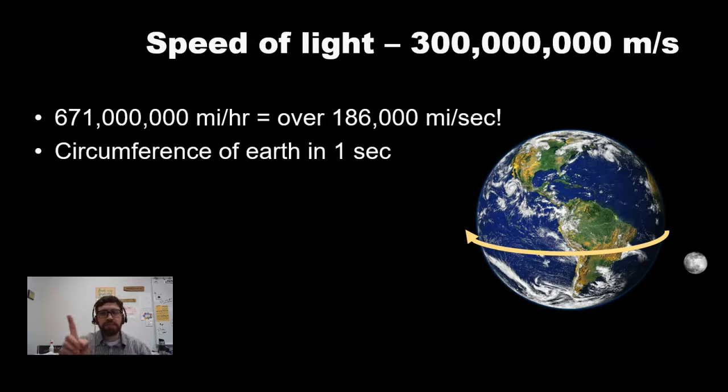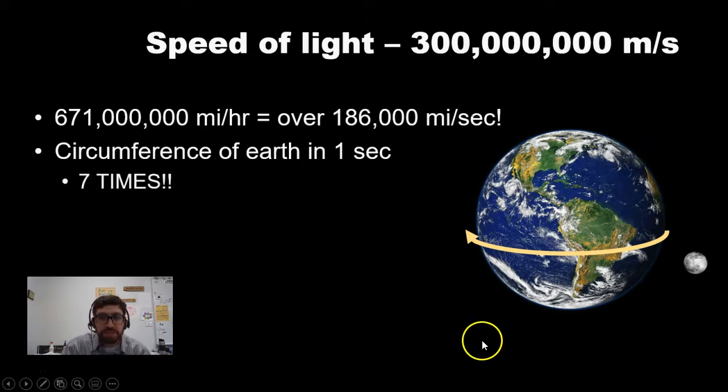Well, the circumference of the Earth is really, really big, as you can imagine. And it takes us 24 hours to go around the circumference of the Earth, because that's how long it takes the Earth to rotate, which means we're moving at about 1,000 miles an hour, all right? Which is super fast, but it isn't anywhere close to the speed of light. If you were moving at the speed of light, you could move around the circumference of the Earth in 1 second.